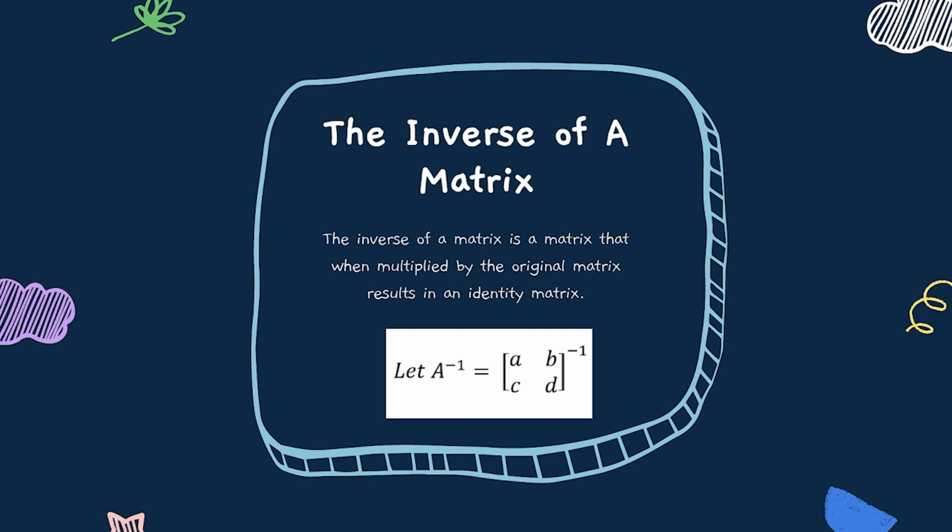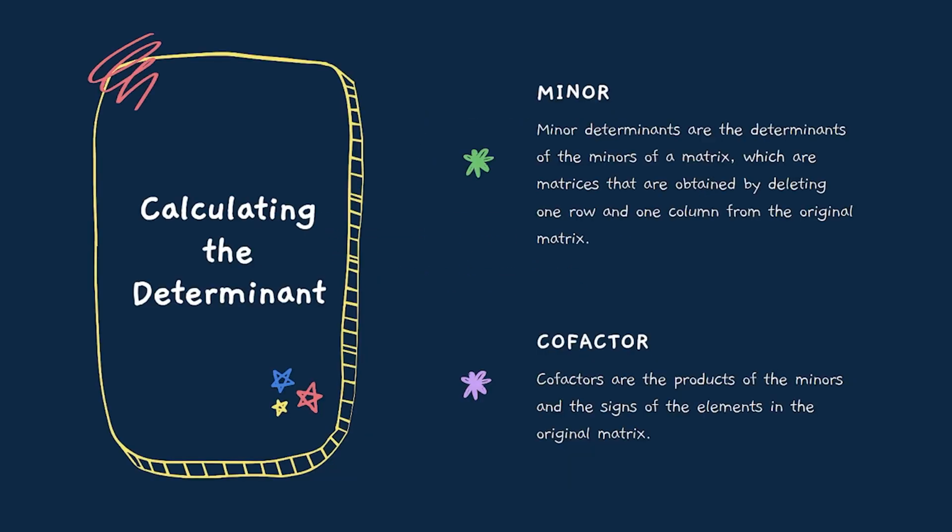So how do we find the inverse matrix of a 2x2 matrix? We can use the determinants, which are mathematical expressions that are used to solve systems of linear equations. This slide will be presented by Mr. Charles. Okay, thank you, Shan.